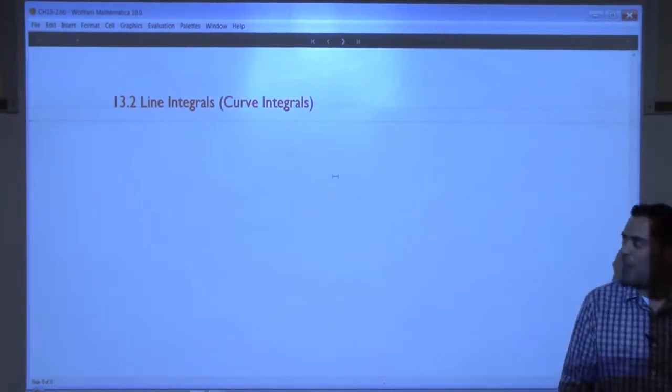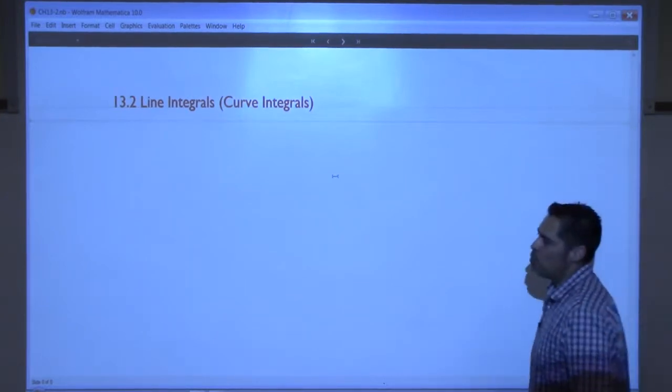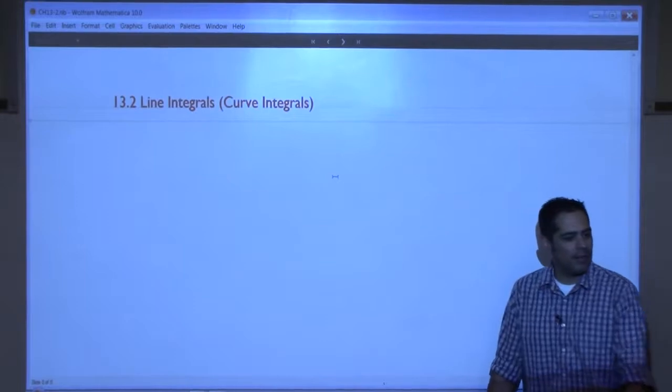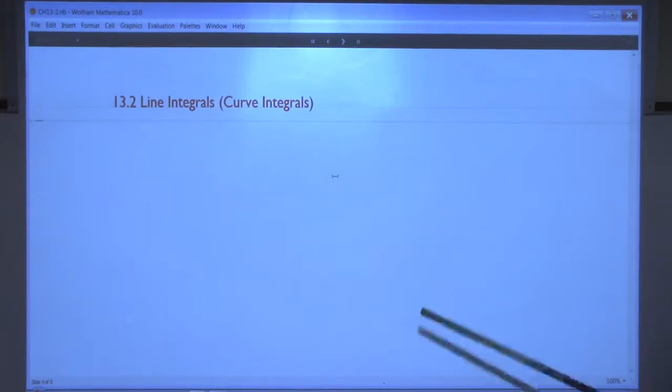Now, line integrals is not a good name for what we're about to do. The reason why they get the name line integrals, I forget. I looked it up one time. It has more to do with the linearity of everything than it does an actual line. So sometimes they're called curve integrals, and I think that's a better name. But I'm going to say line integrals from here on out.